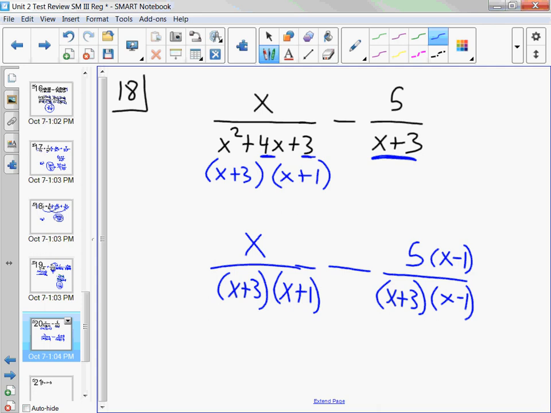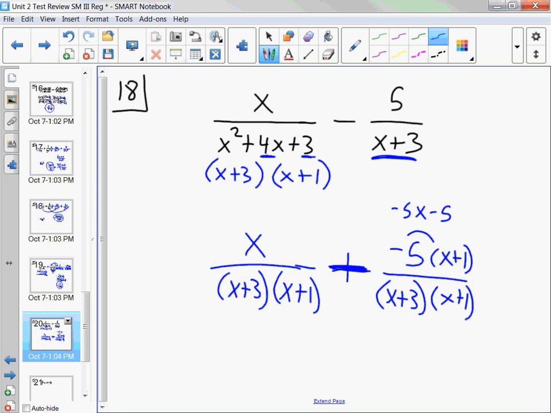Or x plus 1, sorry. That's what I was missing. And notice, once again, I have a minus sign right in the middle there. So I'm going to change it to a plus and make that negative. I'm going to distribute this, and that's going to be negative 5x minus 5.